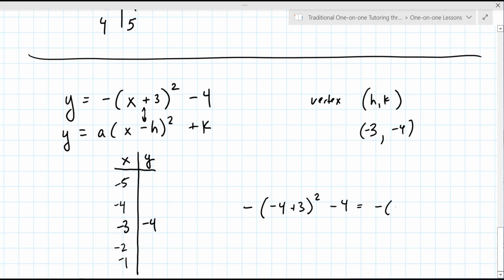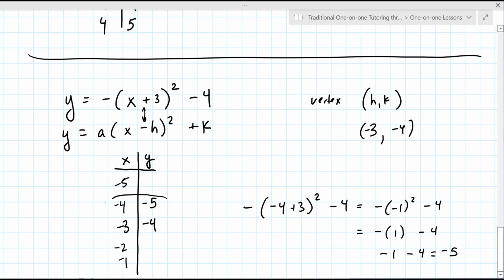So if that wasn't clear, it becomes -1 squared minus 4. -1 squared is 1, and 1 minus 4 is -5. Okay, and which one does this match up with? The axis? What do you mean by match with?